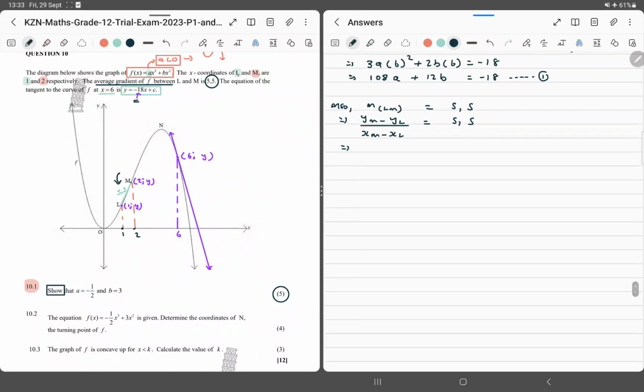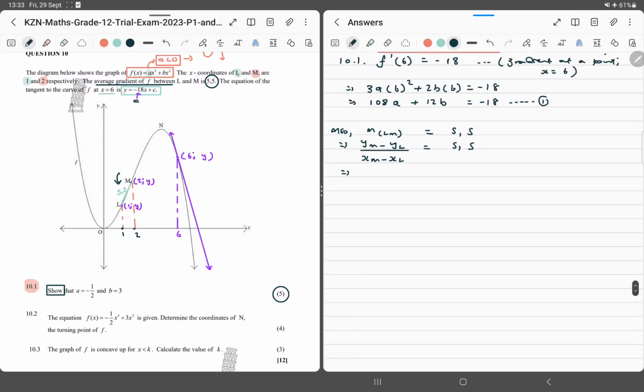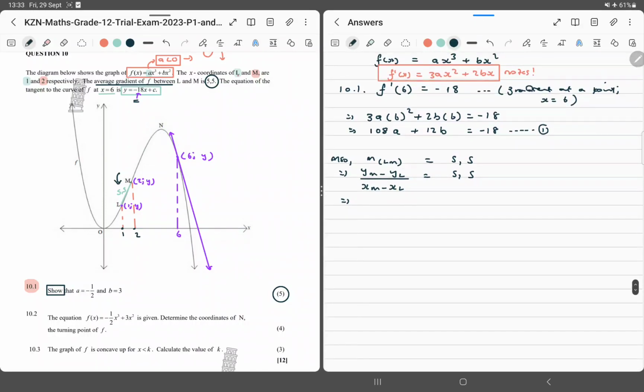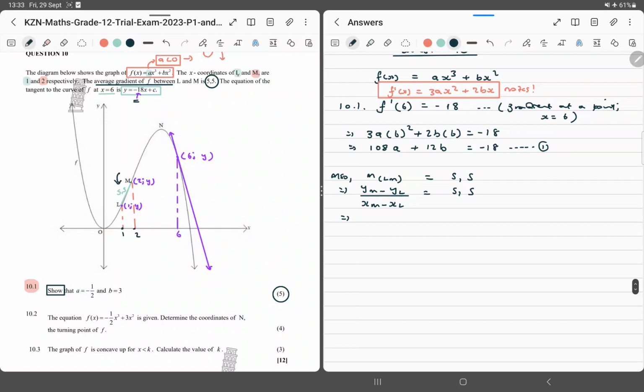Now we've got a job to do. Can you see point M lies on the parabola. So basically the y at M, we substitute into that equation. So this is going to be a into, no, M is 2 there. So this is 2 cubed, plus b into 2 squared minus.